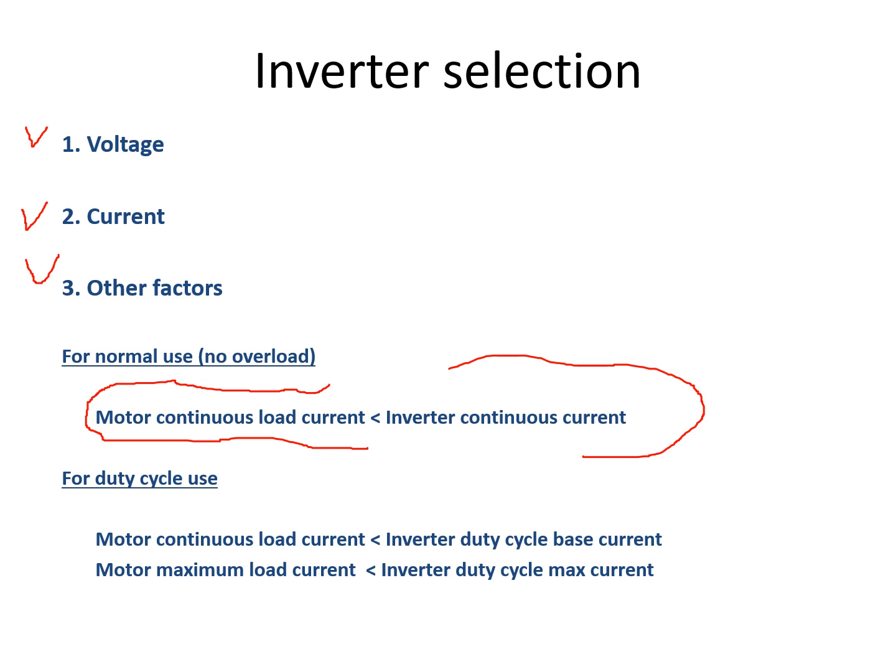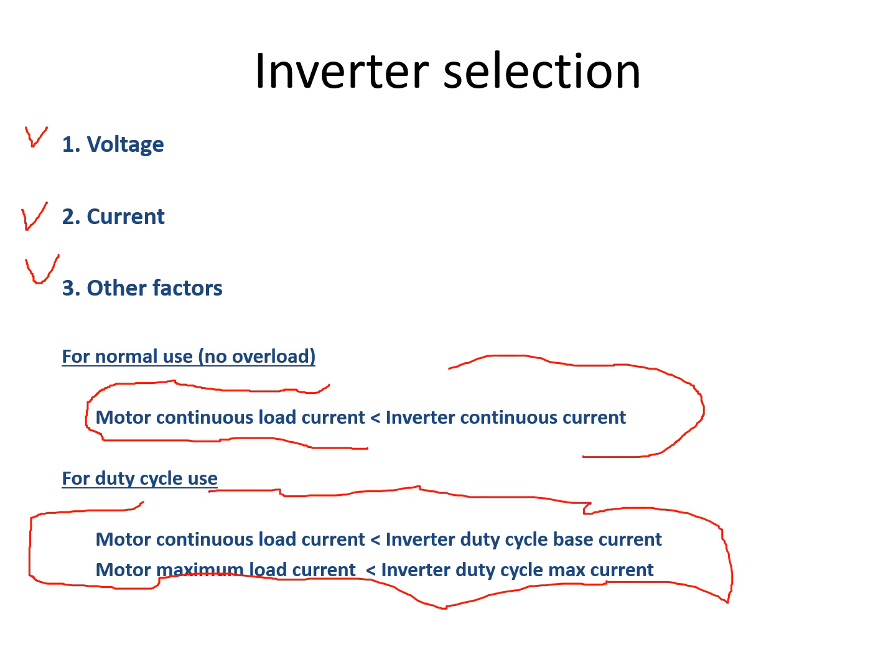And for cases with variable loads, it is more complex, so then we should look into these equations here. Like inverter duty cycle base current should be higher than motor continuous load current, and the same is true for maximum load current.